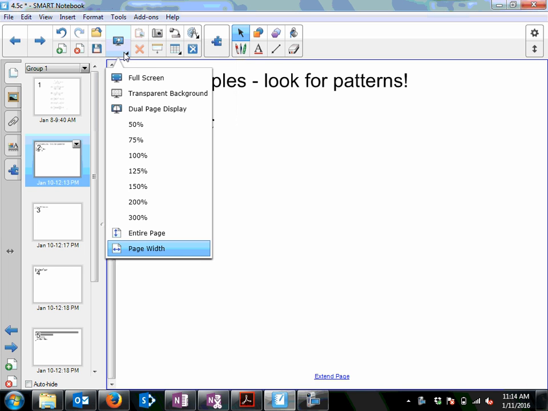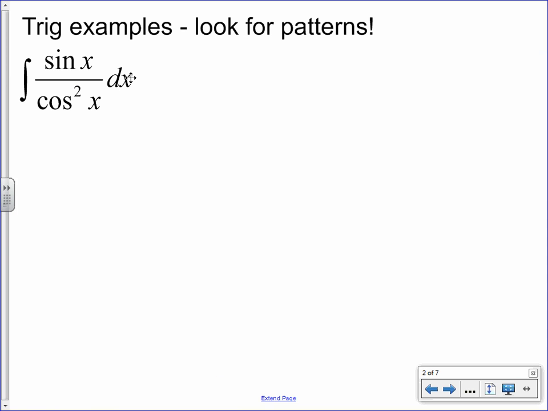Okay. So we're going to start off by looking at some trig examples, and I know that we've done some trig examples, but I just wanted to spend a few minutes focusing on them.